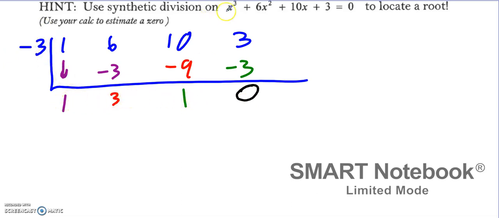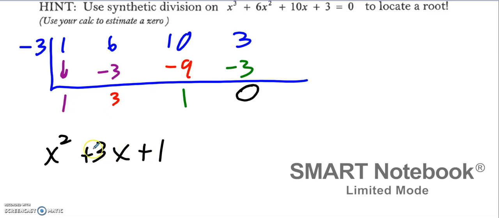Now, we have to think, how do I write this result? So remember, the original polynomial was third degree, so now this is a second degree polynomial. So our result is the polynomial x squared plus 3x plus 1. Okay, what are we going to do with that? Is that our answer? No. Good question, but the answer is no.